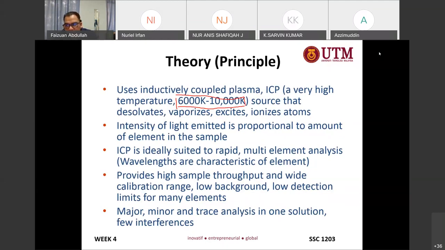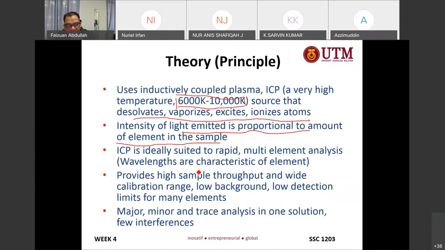Okay, Ivan. Okay, how much? Nine seven two seven degrees Celsius. Is it hot? Of course, extremely hot, right? It is hot until the ion becomes plasma. The source dissolves, vaporizes, excites, and ionizes the atom. And then the intensity of light emitted is proportional to the amount of element in the sample.